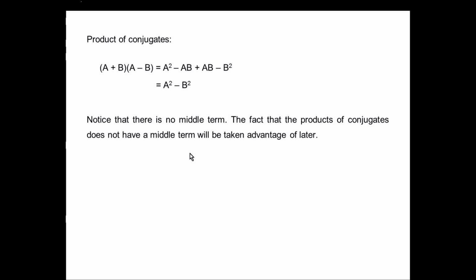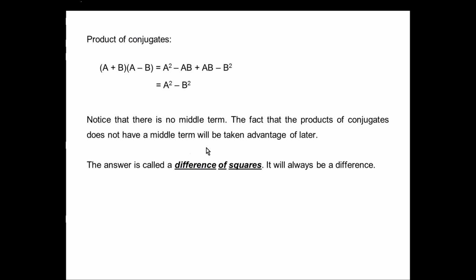The fact that the products of conjugates does not have a middle term will be taken advantage of later. It's taken advantage of later in chapter R, in fact. The answer is called a difference of squares. It will always be a difference. So when you multiply conjugates, you get a difference of squares. Something squared minus something squared. Okay, difference of squares.